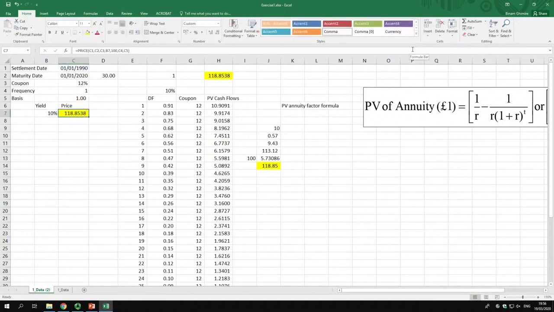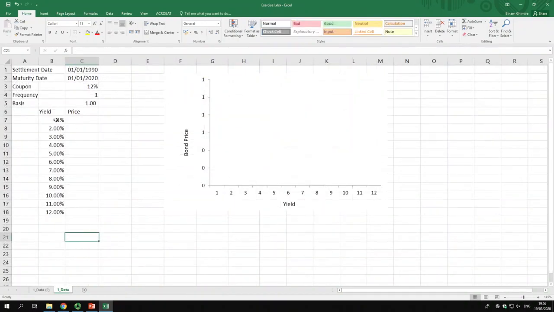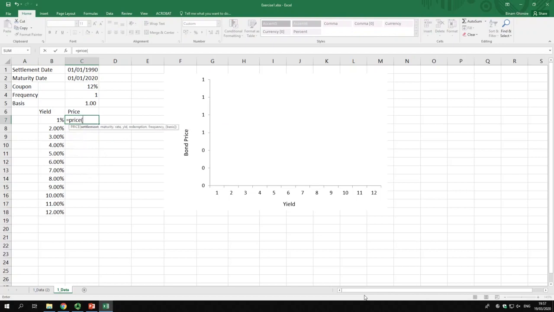Now what we are going to show you is this one, in which I've got different yield rates for bonds with a coupon of 12%. So what will be the price? Equal price, and then settlement. That's it. You can lock it because you can then drag it along. Maturity, lock it, and rate of coupon, lock it, and similarly yield, you don't need to lock, it's on this side.